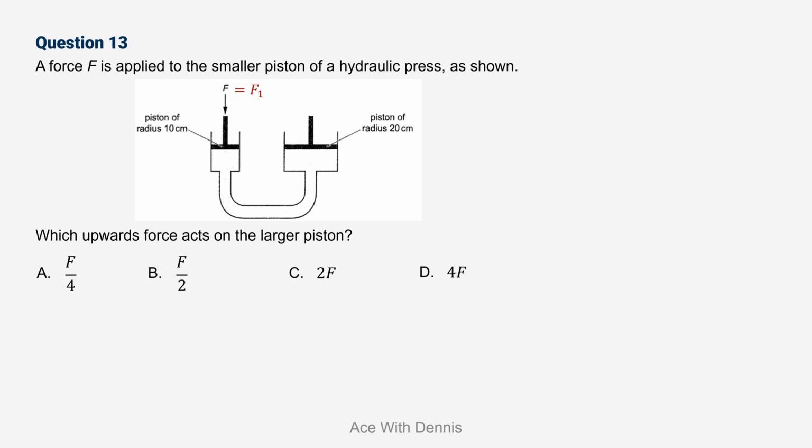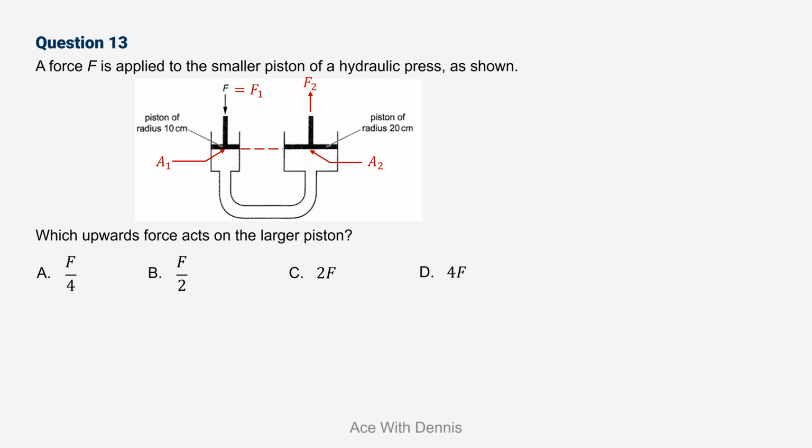Okay, now let's label this F, which is the force applied on the smaller piston. So it is pointing downwards. We label this force as F1. Okay, and the outward force acting on the larger piston, we label this force as F2. So this will be the area for the smaller piston, this will be the area for the larger piston. So we label them A1 and A2 respectively.